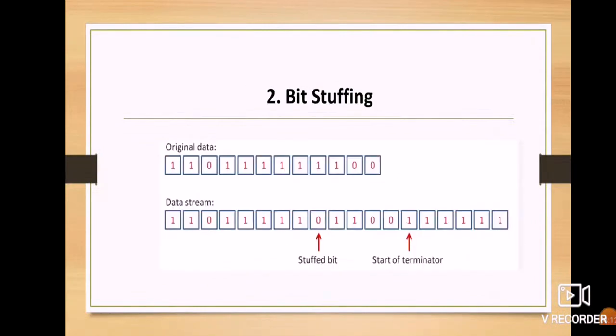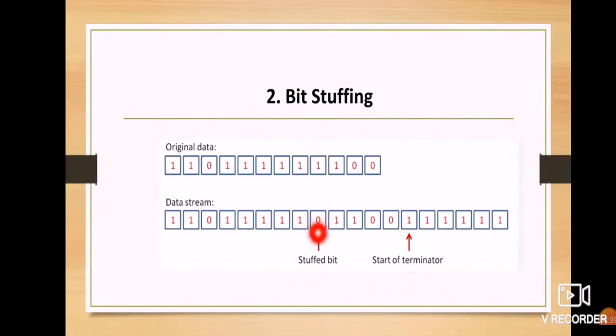So here, the original data that has been sent is 110111111. Here we have 7 ones, then 00. But how will the data stream flow? 110, then 11111. Here we have 5 ones, then the sixth bit will always be the stuff bit.